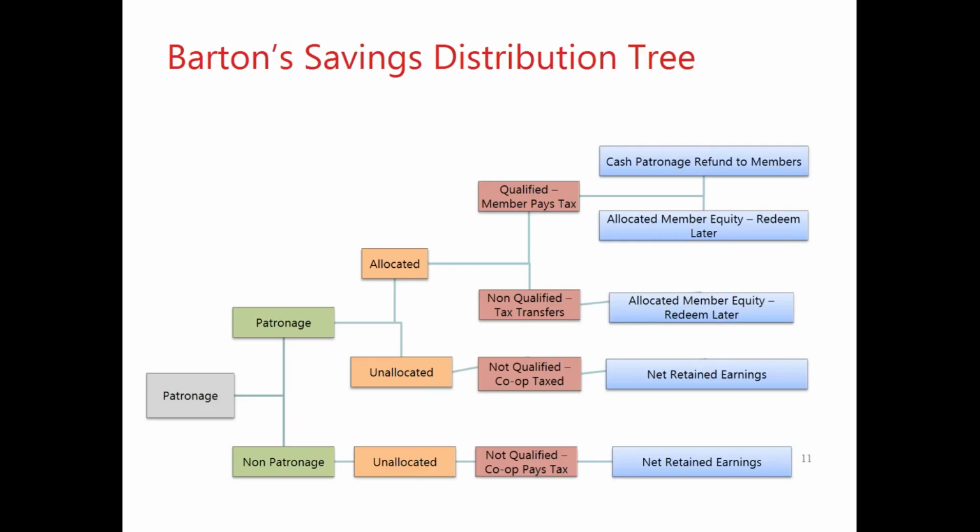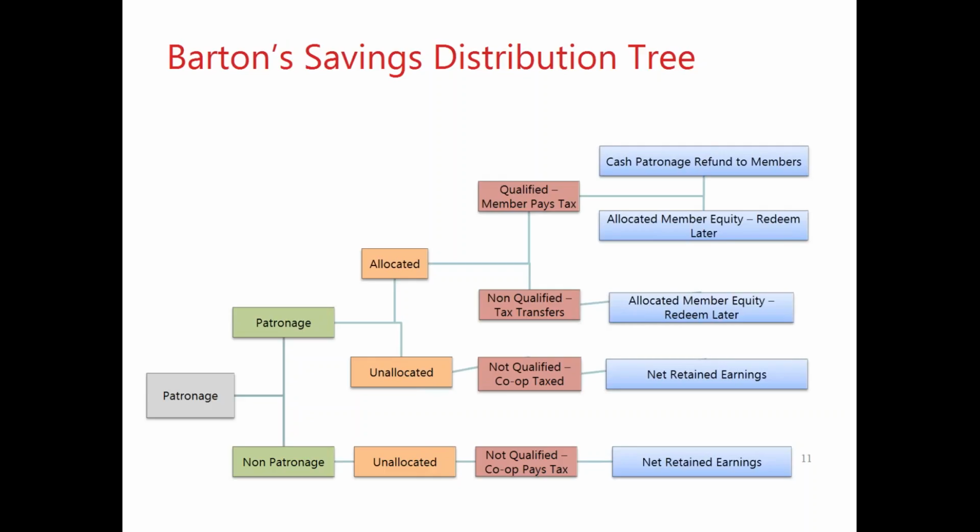And then finally, distribution options, and I don't have them all listed here, but distribution options we're going to talk about are cash patronage refund or allocated member equity. What's missing out of here is the ability to pay dividends, and again, dividends are payment for equity share, not for payment and use, and the taxes. So for example, you see net retained earnings, those would be retained earnings at the co-op level net of taxes.